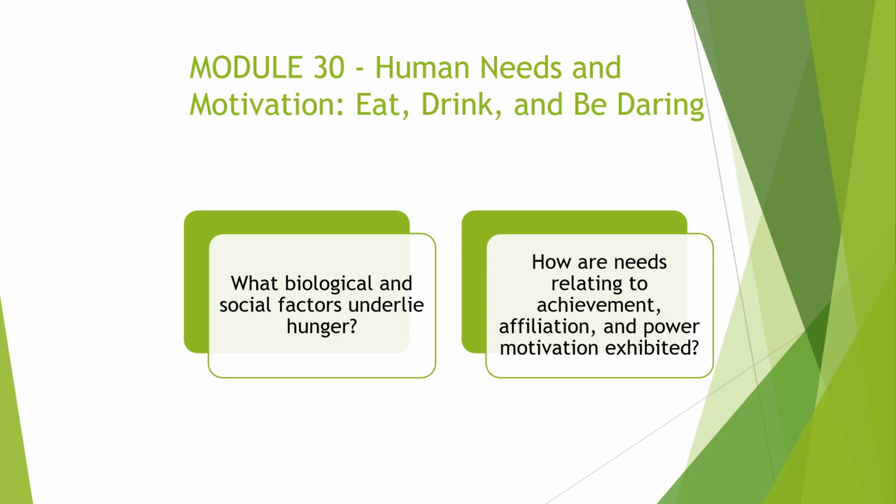The second question we're going to answer in this module is, how are needs relating to achievement, affiliation, and power motivation exhibited? So we're going to end up talking about that at the end of this chapter, our need to affiliate. We have this need for achievement. We have this need for power. All right, so that's what we're going to talk about in Module 30. So let's go ahead and get started.